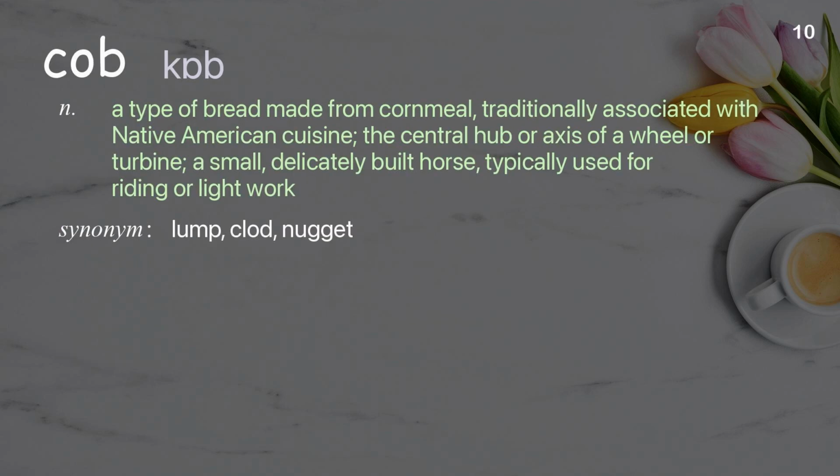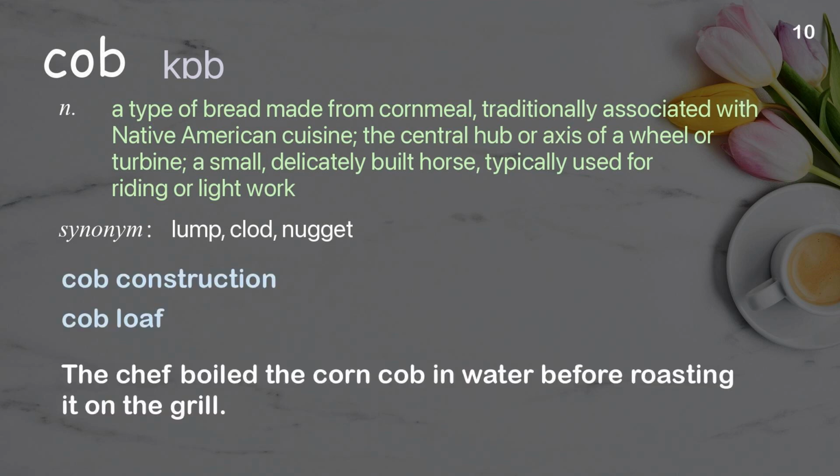Cob. A type of bread made from cornmeal, traditionally associated with Native American cuisine, the central hub or axis of a wheel or turbine, a small, delicately built horse, typically used for riding or light work. Examples: cob construction, cob loaf. The chef boiled the corn cob in water before roasting it on the grill.